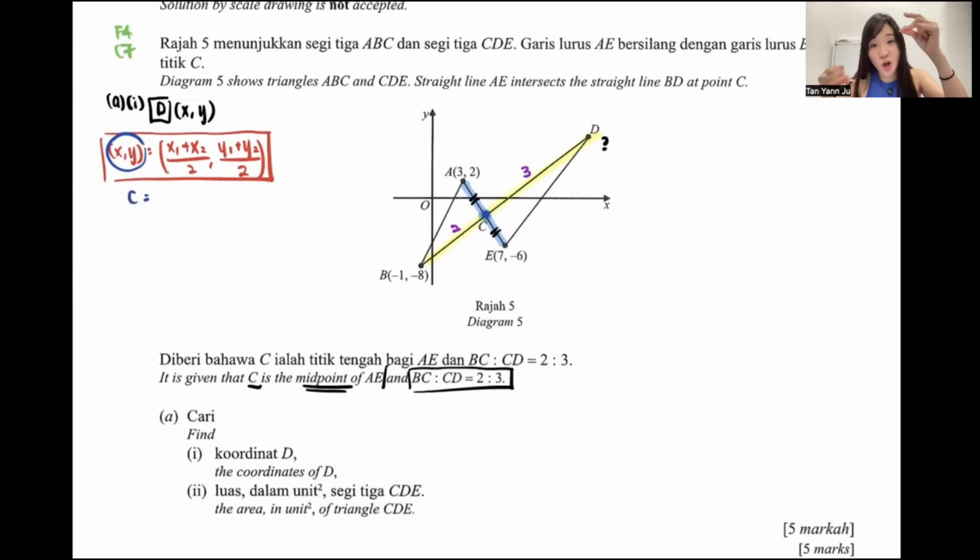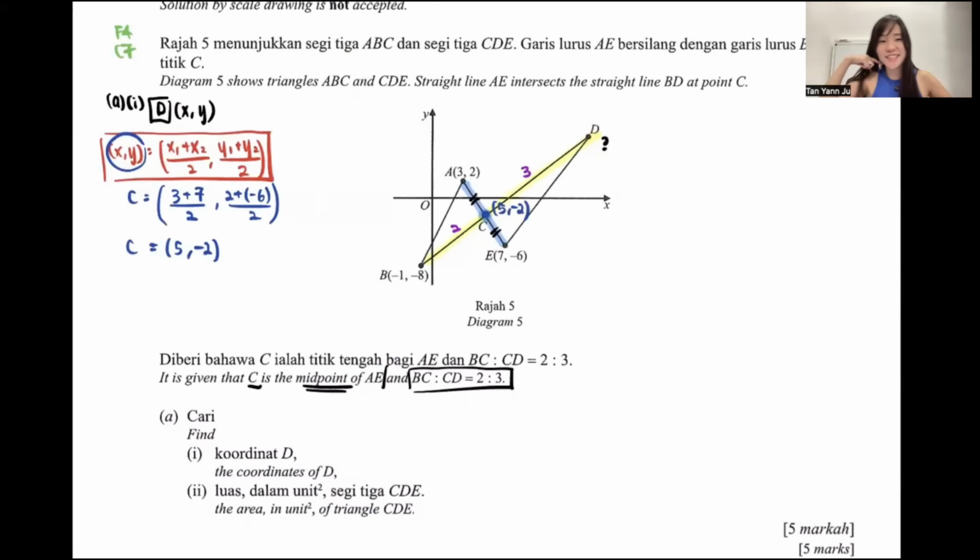The x1, x2 are the corners, plus them together. One side 3, one side 7. Isn't it 3 plus 7 divided by 2? One side 2, one side negative 6. Isn't it 2 plus negative 6 divided by 2? So plus together divided by 2, plus together divided by 2. The answer is (5, -2). Once I got this, getting D is not a problem.